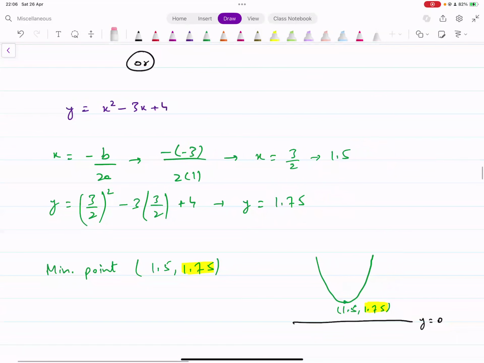Since that's positive, that means it's above the x-axis. It's a minimum point. The minimum point is above the x-axis. If the minimum point is above the x-axis, that means the whole curve, therefore, is going to be above the x-axis. Right? That's one way to prove this.